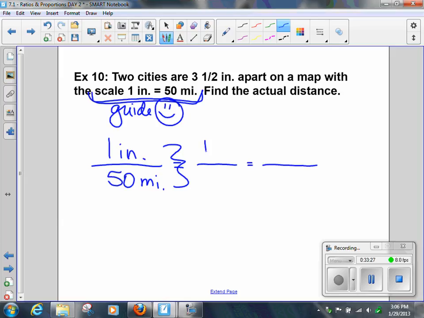I got 1 inch over 50 miles. Now, I don't need to put that in there because I've already got it. But now where am I going to put 3.5? Why? Because it's in inches, and then I'm going to find my miles, won't I? Now, can you do this problem? Yes, you absolutely can.